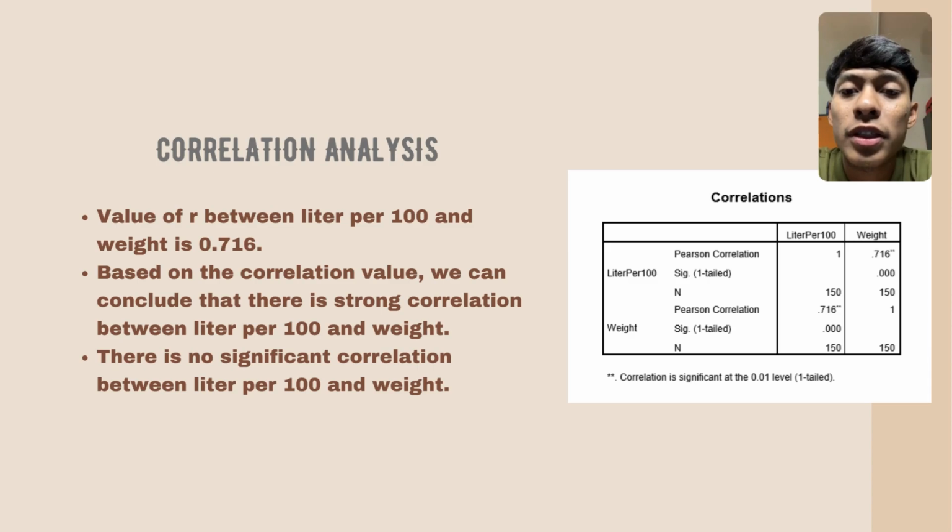Explanation of correlation analysis. The value of R between liter per 100 and weight is 0.716. Based on the correlation value, we can conclude that there is strong correlation between liter per 100 and weight. There is no significant correlation between liter per 100 and weight.